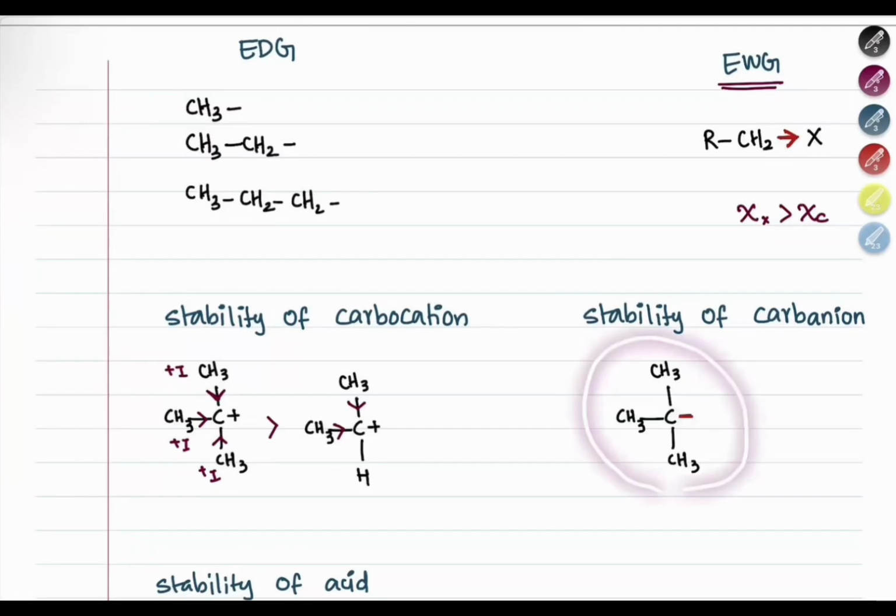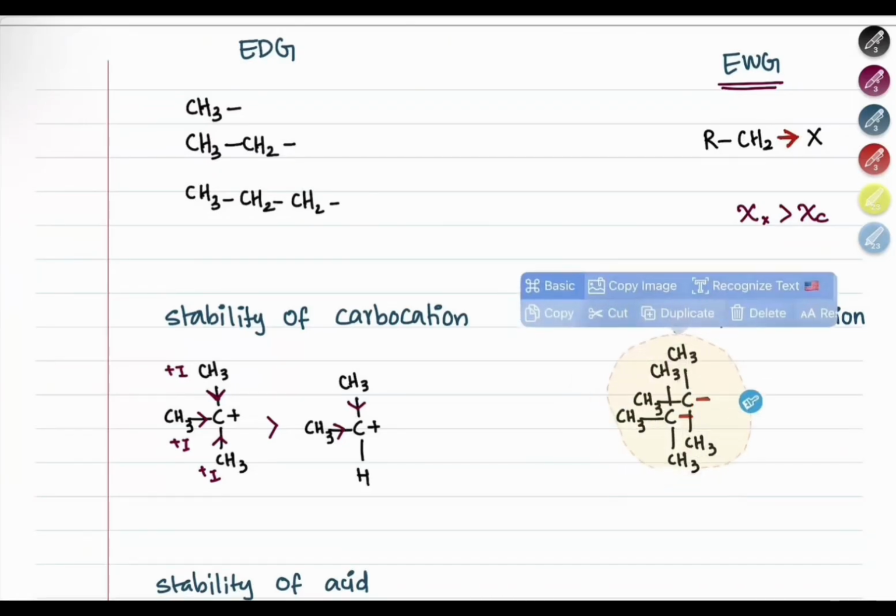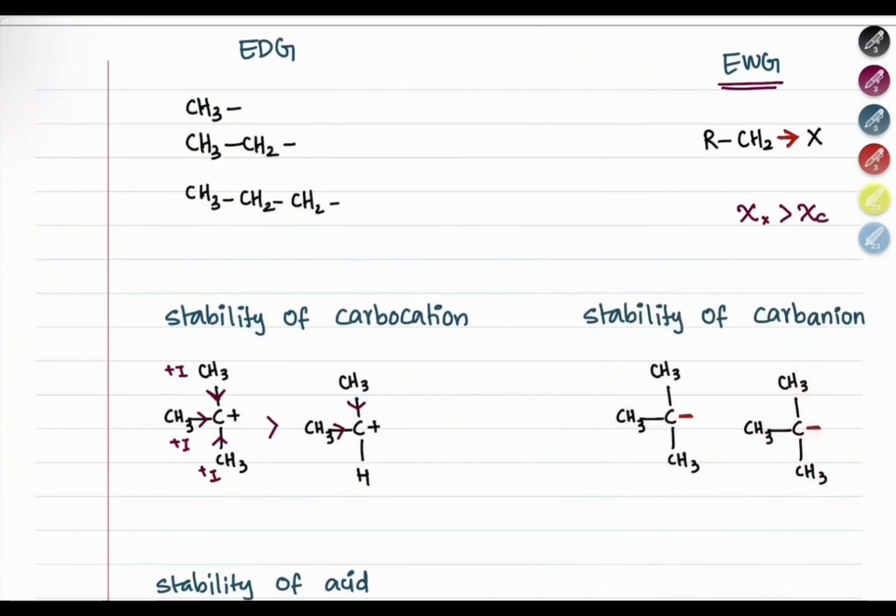So this is the first molecule. We'll compare the stability of this carbanion with one more carbanion. In the second carbanion, suppose one CH3 group is less. Instead of that, one hydrogen is there. So we need to know which one of these carbanions is more stable. Okay, so again, we'll consider the inductive effect of both molecules.